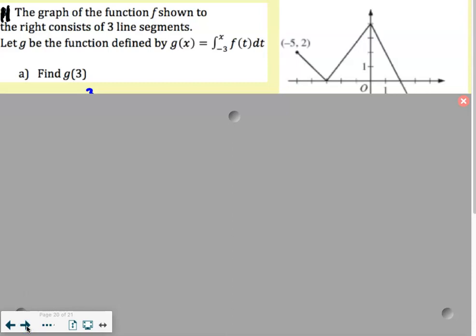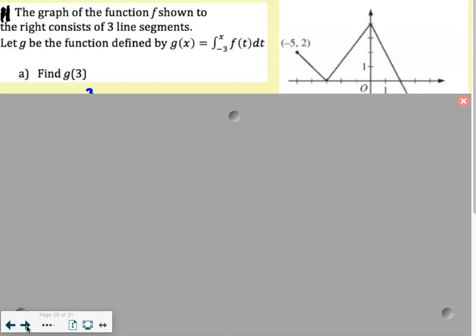All right, last problem. This will be on your test. This is not this exact problem. Okay, so the graph of f shown to the right consists of 3 line segments. Let g be the function given by g of x equals the integral from -3 to x of f of t dt. Part A, find g of 3.